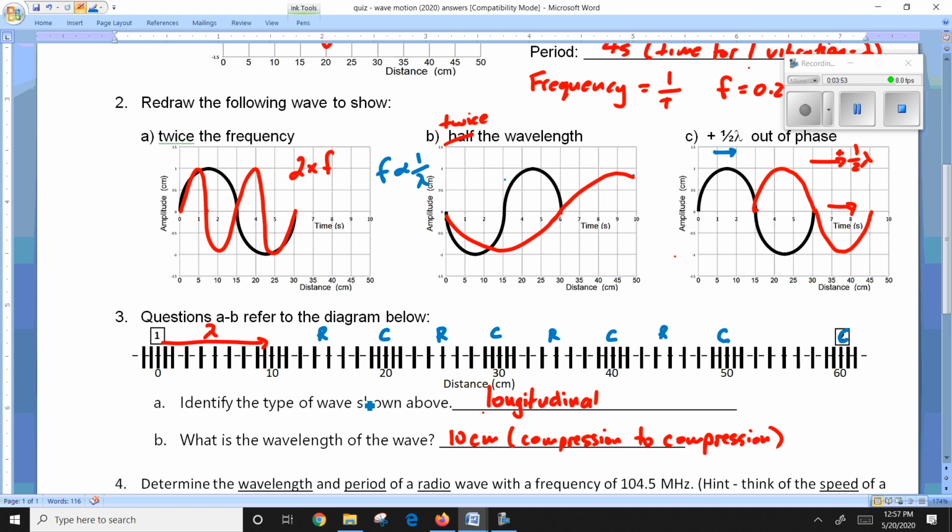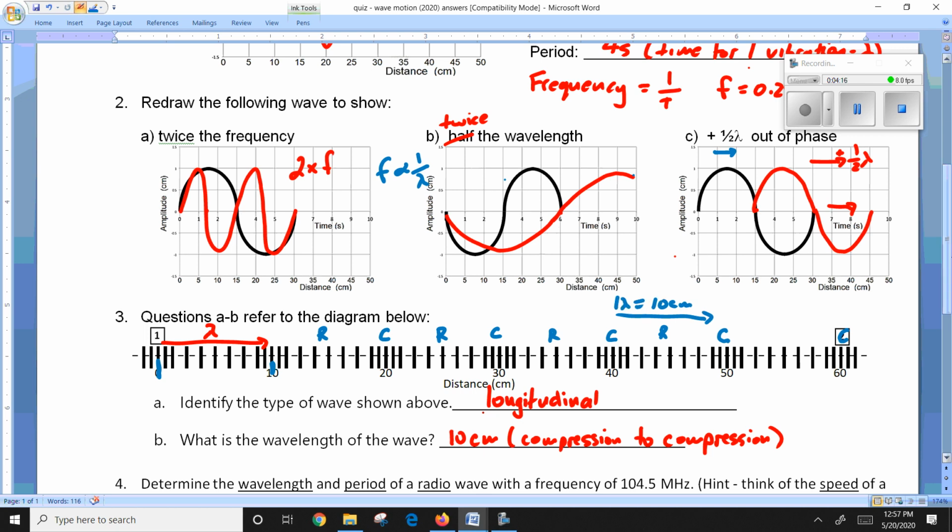Now to determine the wavelength, what you do is you measure from the center of a compression to the center of the adjacent compression. So here to here is going to be 10 centimeters. So that is the wavelength. And the wavelength is consistent. Doesn't matter where I look at it. It's going to be a 10 centimeter wavelength. So one wavelength is 10 centimeters.